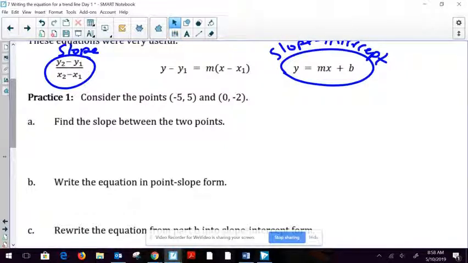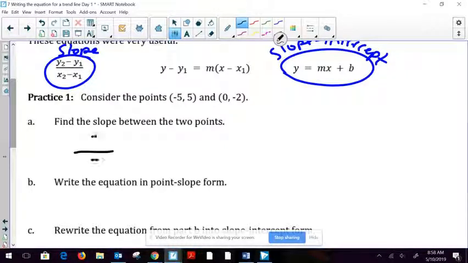So remember that we're going to write our little fraction bar here so we don't mess up our signs. Then we go through and label our points. We have x1, y1, and x2, y2. And we substitute those numbers in. y2 is equal to negative 2 minus y1, which is 5. And then on the bottom, we have x2, 0, minus x1, which is negative 5.